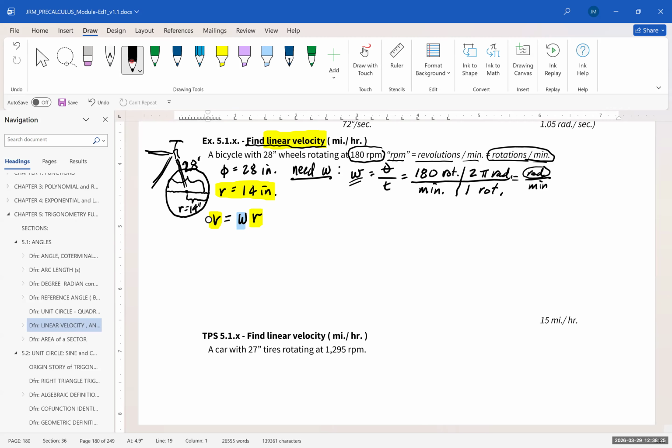Now, why did I think to put radians in the numerator and rotation in the denominator? Because this goes to the cancellation of units idea that I taught earlier in the chapter. You'll notice that rotations is in the numerator and the unit of rotations is in the denominator. So these two units will end up canceling out. And that leaves us the two units that we want, radians per minute.